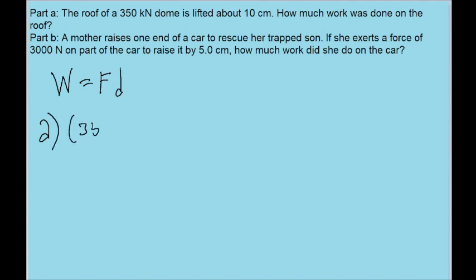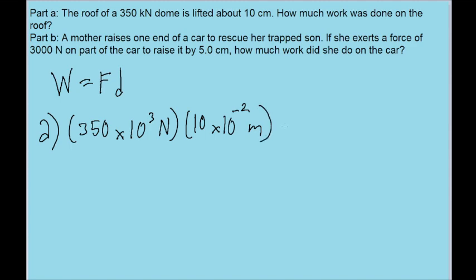In part A, we have the case of 350 kilonewtons, so I'm going to write that as 350 times 10 to the third power of newtons. The displacement is 10 centimeters, so that's 10 times 10 to the power of negative 2 meters. And if we multiply these together in our calculator, then we find a work, in this case, of 35,000 joules, or I could write this more simply as 35 kilojoules. So that's the answer to part A.